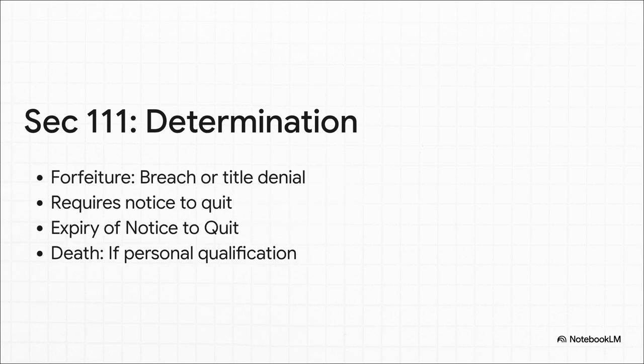Now, pay your utmost attention to these final modes. Number 6, by forfeiture, Section 111G. This occurs due to a breach of express condition, denial of the lessor's title, or insolvency. And mark my words, it requires notice. Number 7, by expiry of notice to quit, Section 111H, terminated by proper notice. And number 8, by death, if the lease depends on personal qualification.